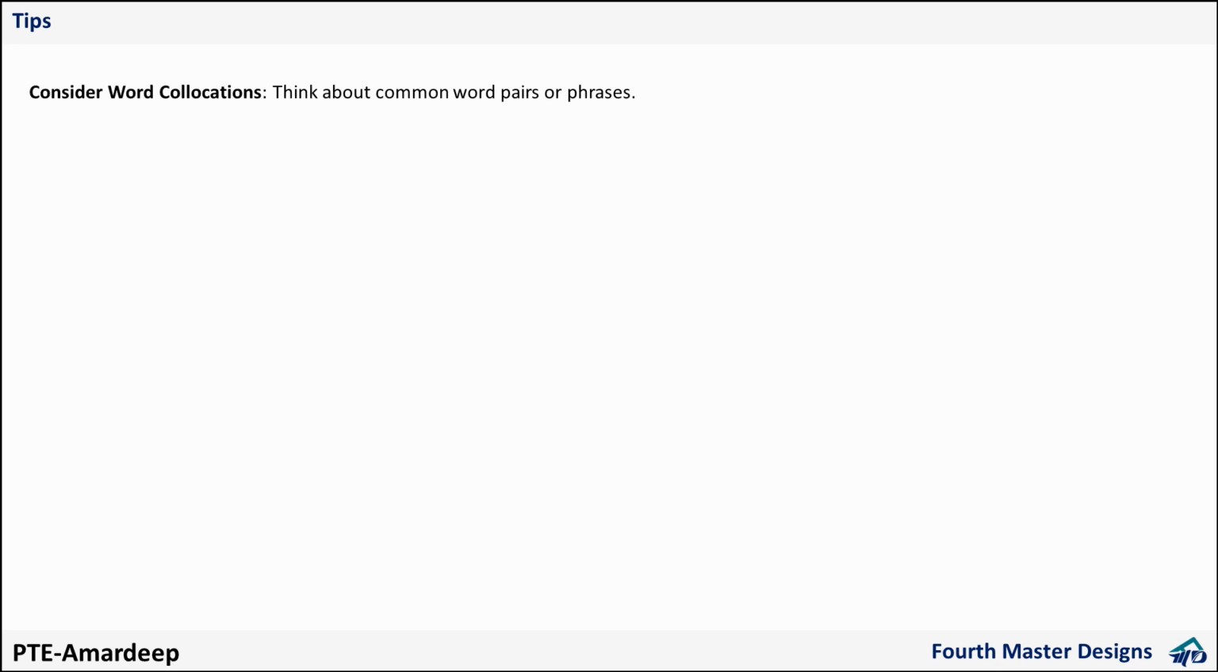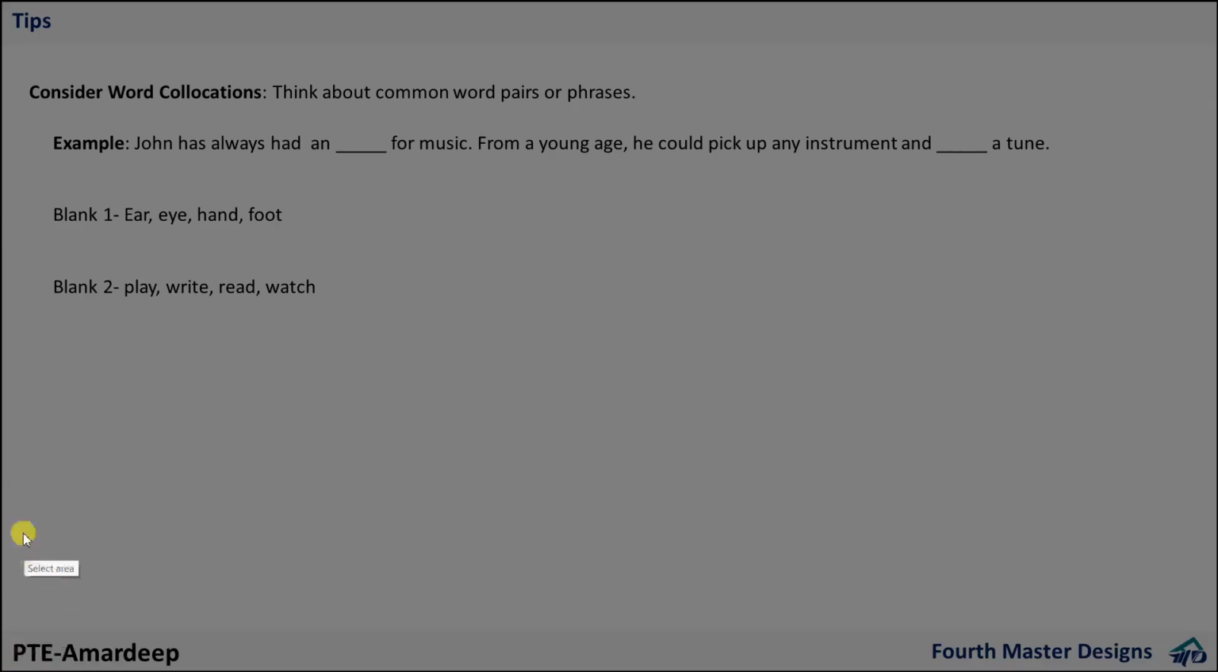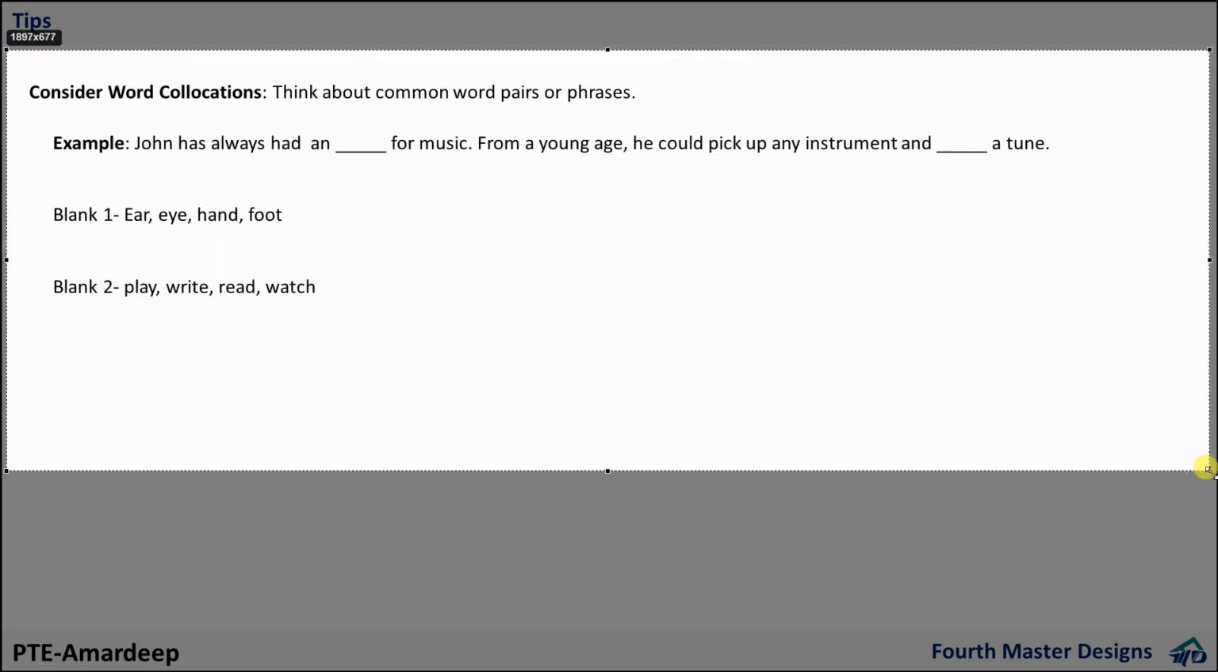keep a group of words, pairs of words, collocations in mind. For example, John has always had a dash for music. From a young age, he could pick up any instrument and dash a tune. Here it looks like they are talking about his skills, like he can just pick any instrument and play it. Okay. Now let's go with our blank first.